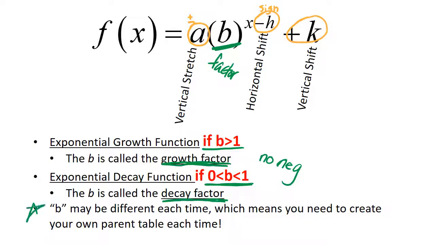Again, remember b will be different every time, which means you're going to have to create your own parent table each time. It's not like cube roots or square roots where you can just remember the table and reuse it.